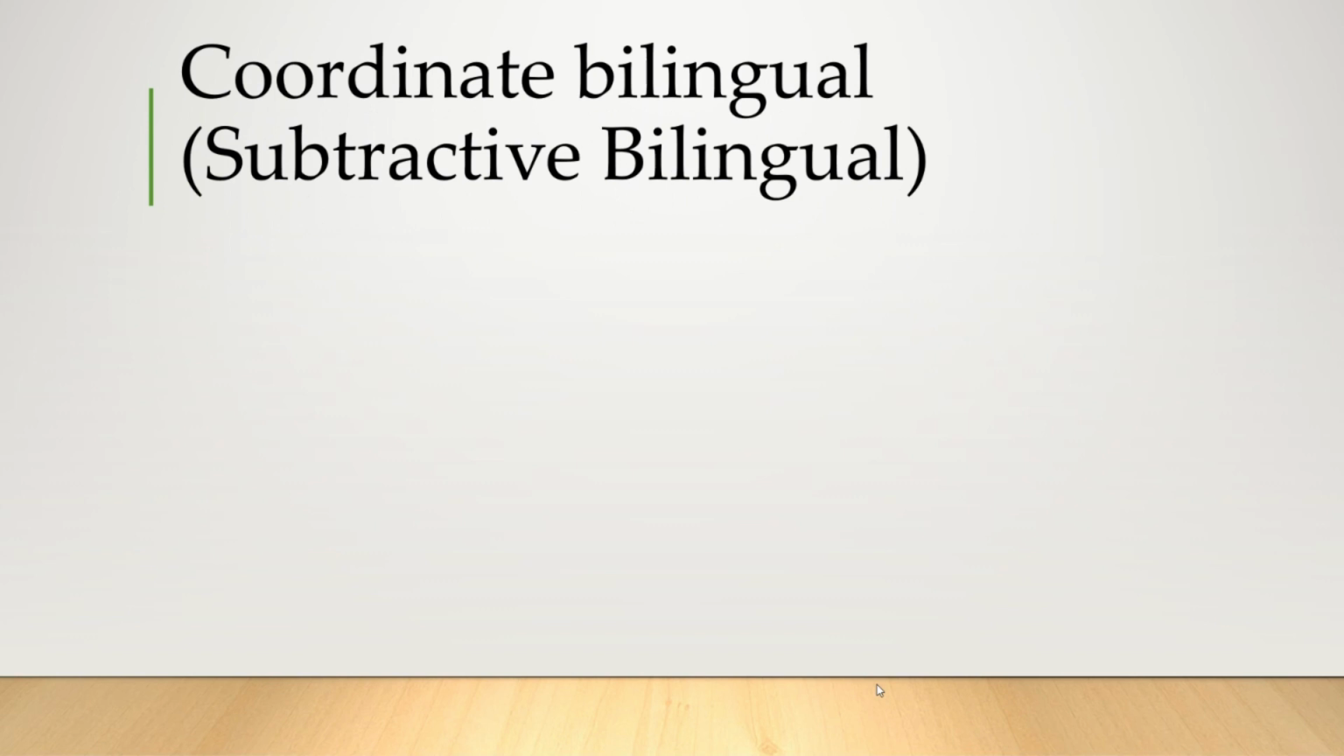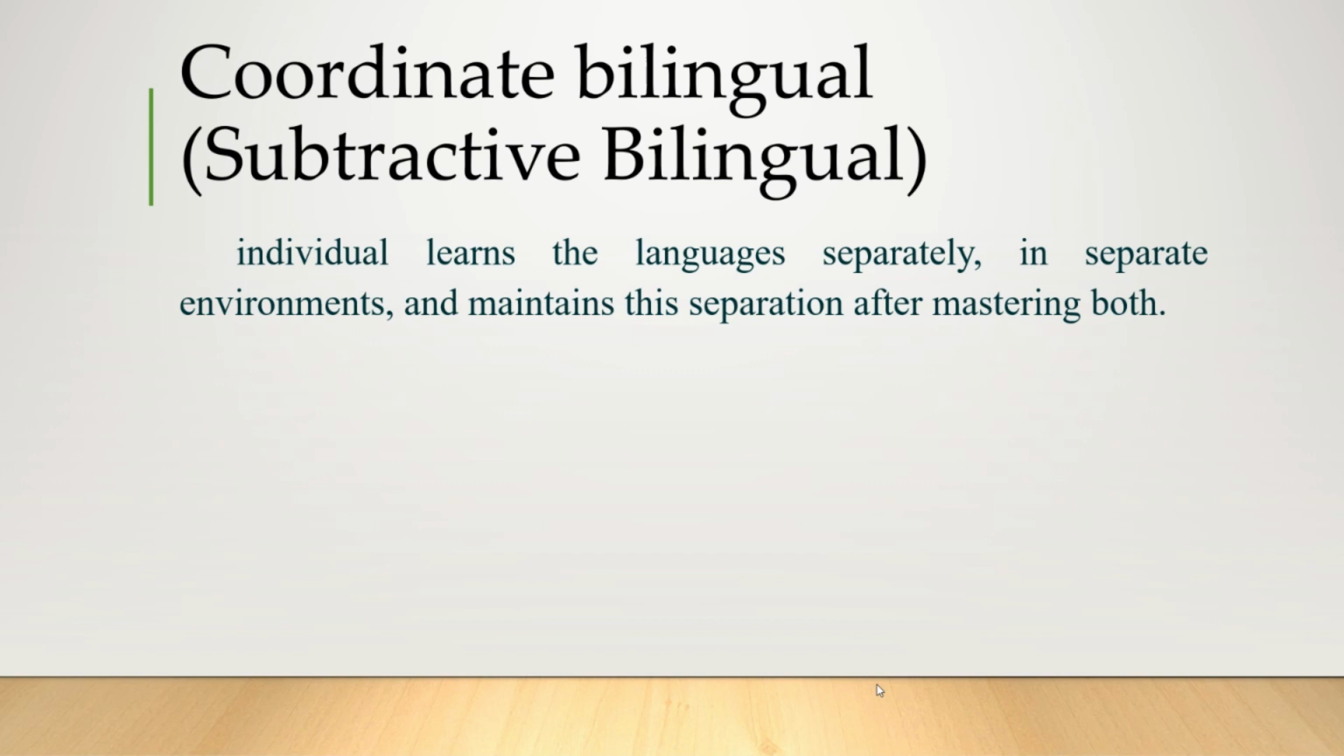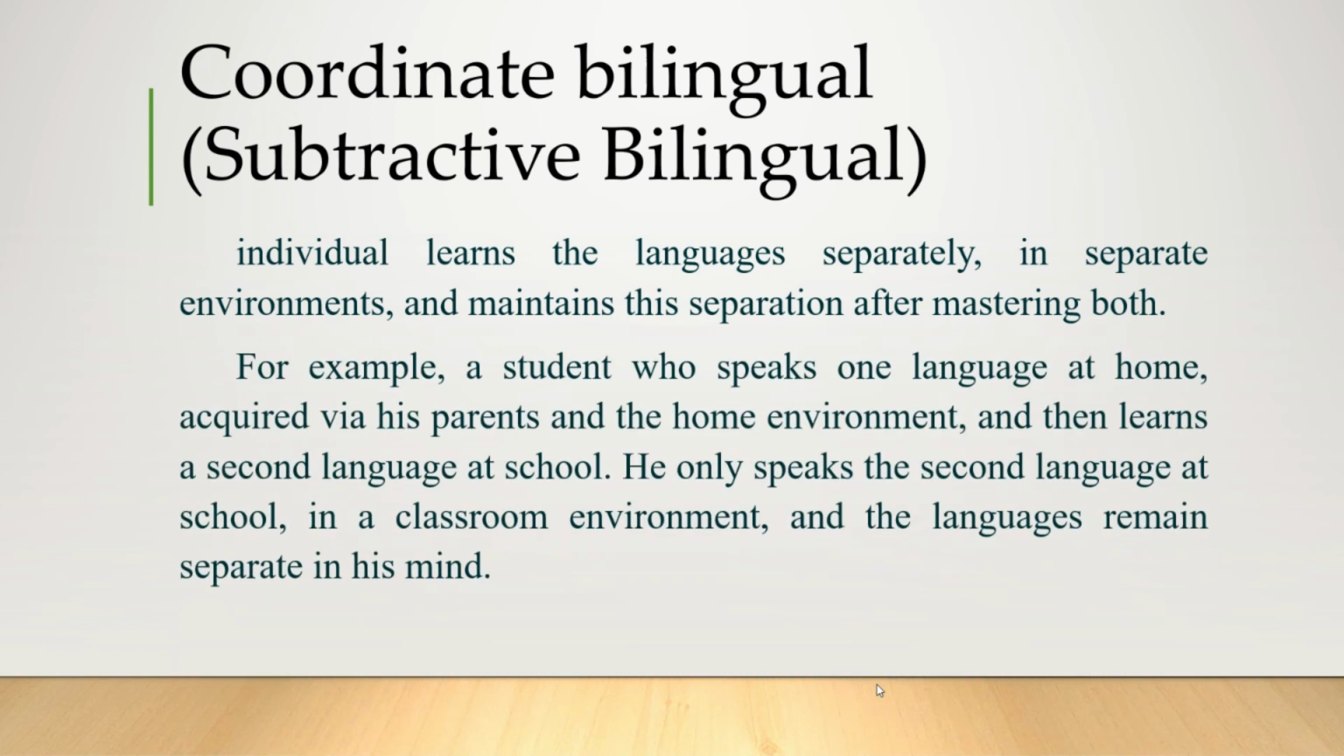We have coordinate bilingual or subtractive bilingual. An individual learns the languages separately in separate environments and maintains this separation after mastering both. For example, a student who speaks one language at home, acquired via his parents in the home environment, and then learns a second language at school. He only speaks the second language at school in a classroom environment, and the languages remain separate in his mind.